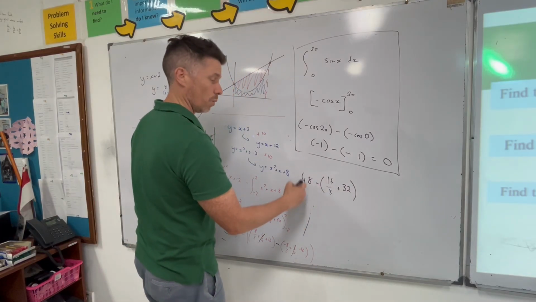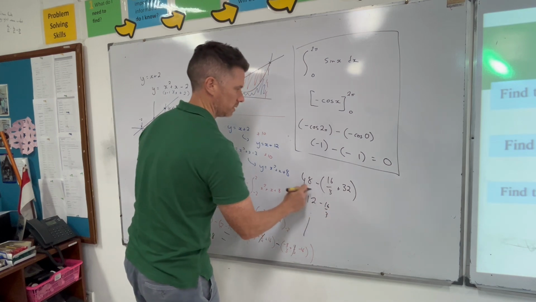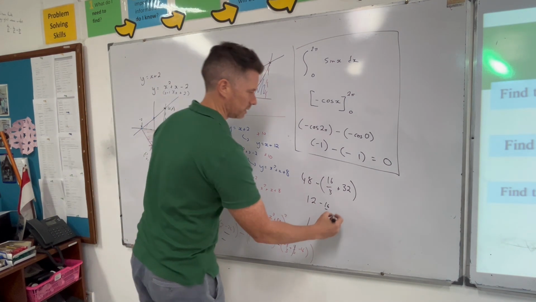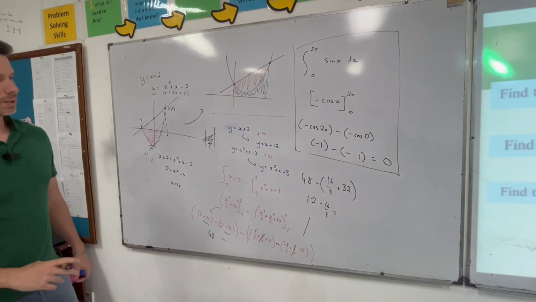So that's going to be 12 minus 16 over 3. So I did the 48 minus. We're trying to do this as fast as possible. So what's these two subtracted? 36 minus 16, 20 over 3. 20 over 3?